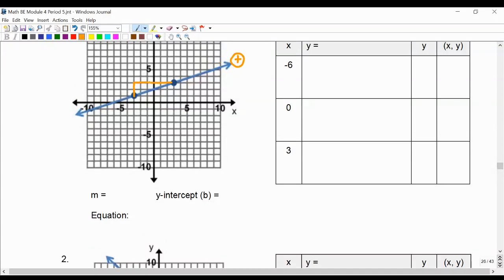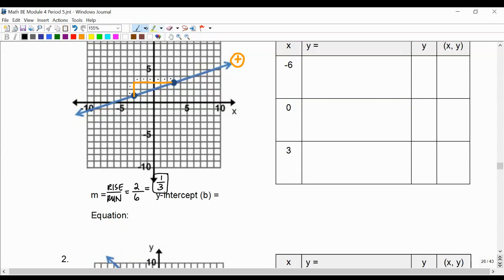So we're going to draw the line above. And we're going to count. We need to figure out our rise and run to figure out what m is. So our rise is 2, and our run is 6, which simplifies to 1/3.